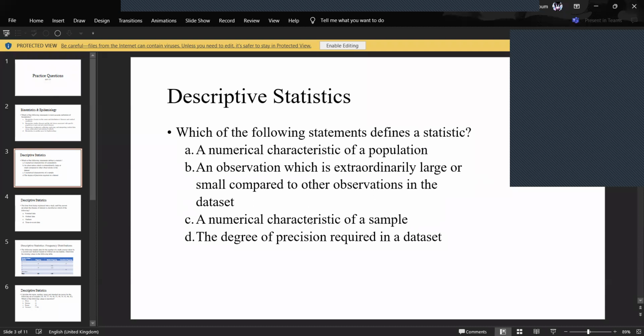And D is the degree of precision required in a data set. I'm honestly not sure what that is. Then again, I am starting to get a bit fried, so forgive me if I'm a little slow here. But the point is that the answer for this one is C.